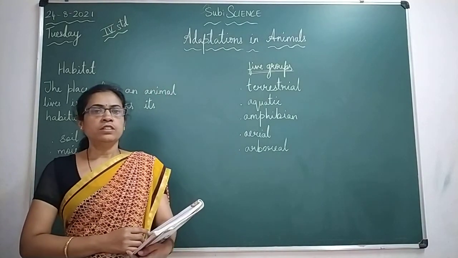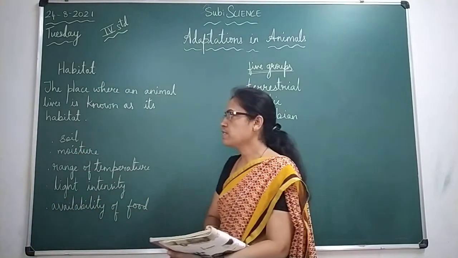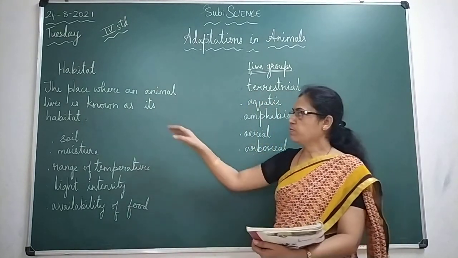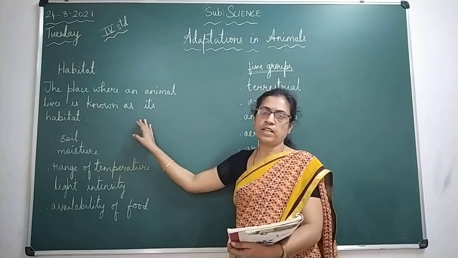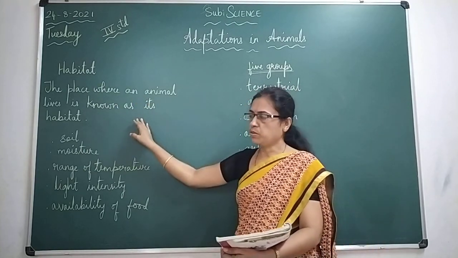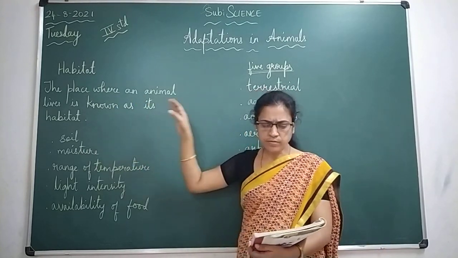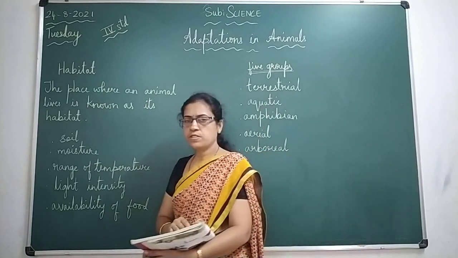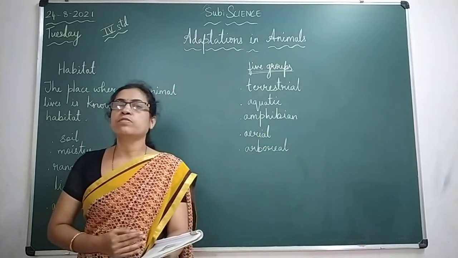So children, before that, let us see what is habitat. The place where an animal lives is known as its habitat. So children, the living conditions in these habitats are very different from each other.